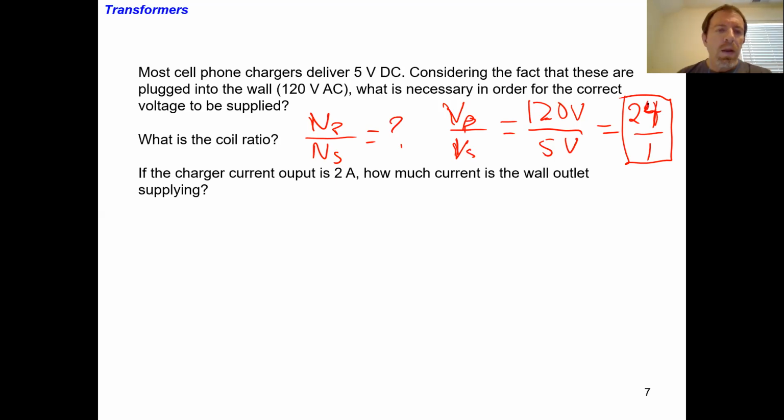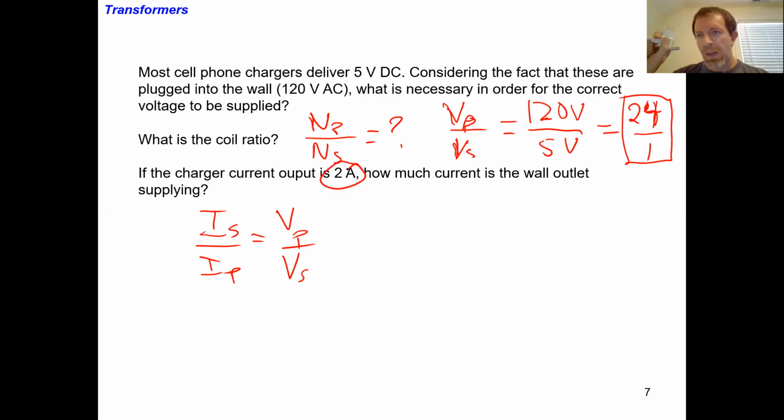That's a little better. Now it says if the charger current output is 2 amps, how much current is the wall outlet supplying? Well, let's see here. I secondary over I primary is equal to V primary over V secondary. And what are we given? This 2 amps, that's the charger output. You remember I read that off. So that's my secondary current.